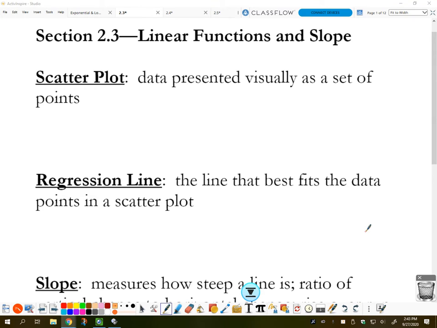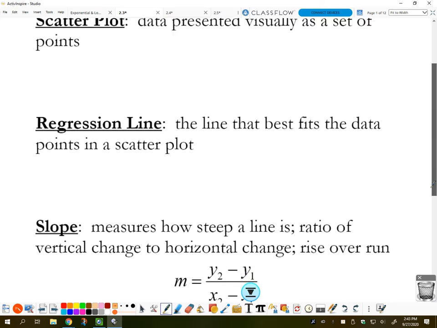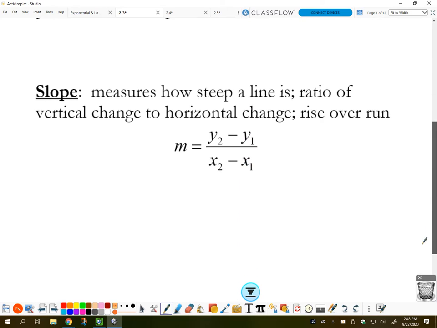Okay, so section 2.3 is on linear functions and slopes, so it shouldn't be too hard. These first two definitions I'm not going to worry with. We're just going to talk about graphing lines in general, not regressions and scatter plots. All right, so the first thing is we need to be able to find the slope. So you have your slope formula, just the change in y over the change in x. So subtract your y's over subtract your x's.